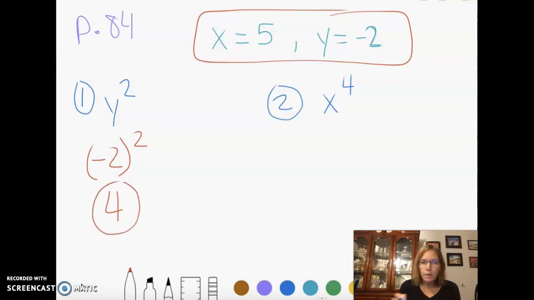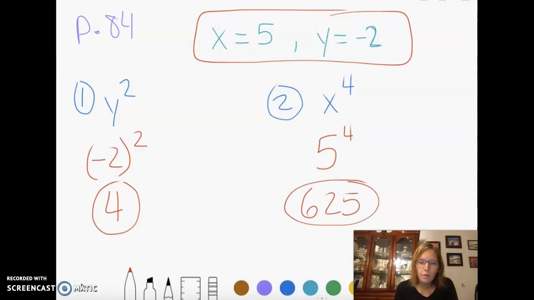All right, so let's plug in 5 for the next one. So I get 5 to the 4th power. And so then I'm going to use my calculator, and I'm going to do 5 to the 4th power, which equals 625. All right, so all you're doing is plugging it in and then solving.